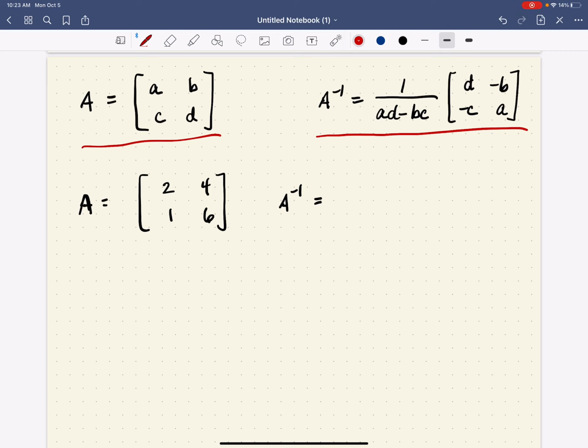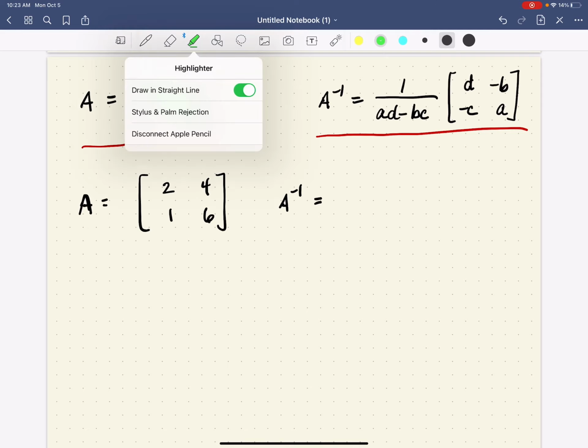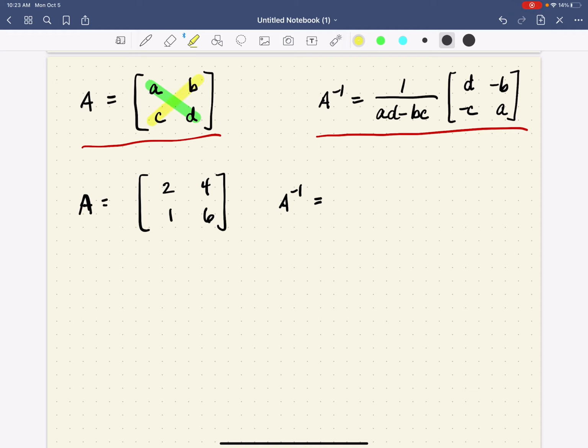So let's just see how this comes about relative to the original matrix. So AD minus BC. Well, if I multiply A times D and B times C, you notice that I'm multiplying left to right on the diagonal and then subtracting, and then multiplying right to left on the diagonal. And that's how that number comes about.